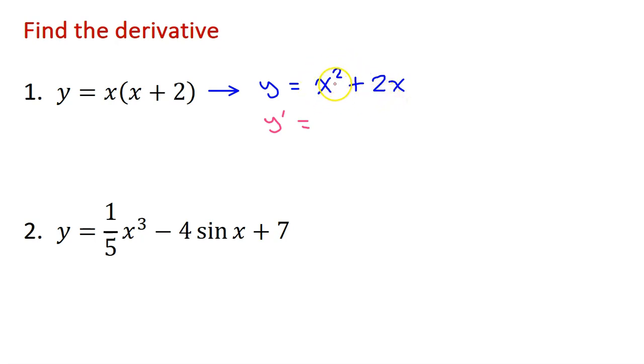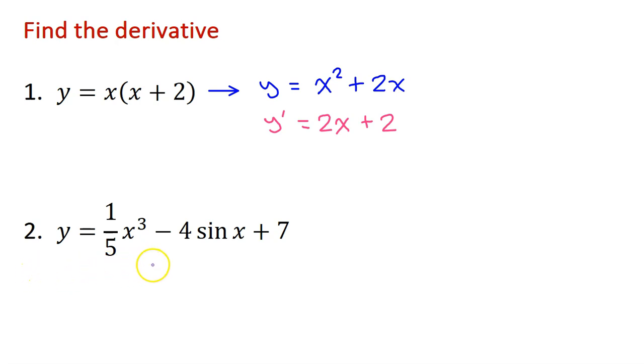We use the power rule on this first term, moving that 2 to the front and reducing the exponent by 1, which we don't need to write. And then the derivative of 2x is just 2. Whenever you take the derivative of a constant times x, it's just the constant.